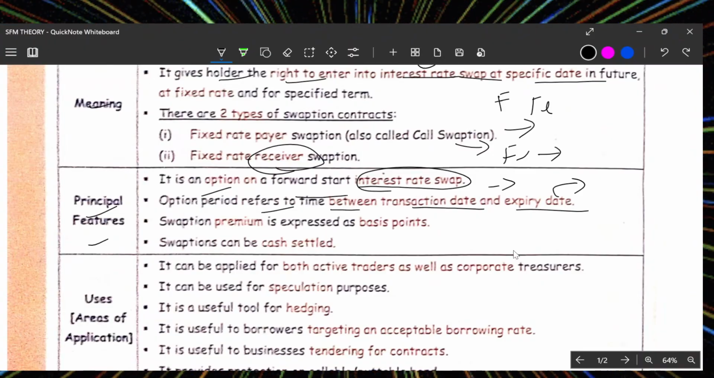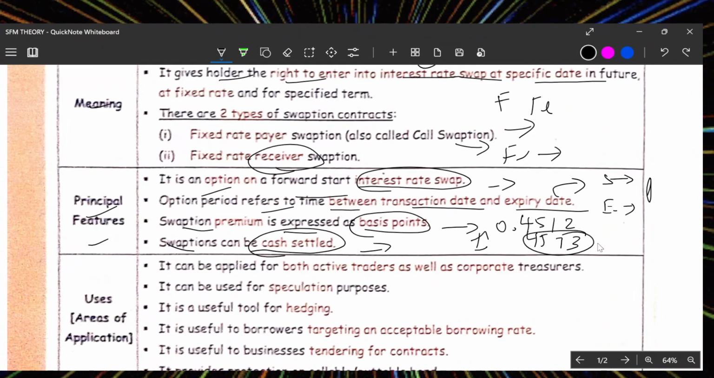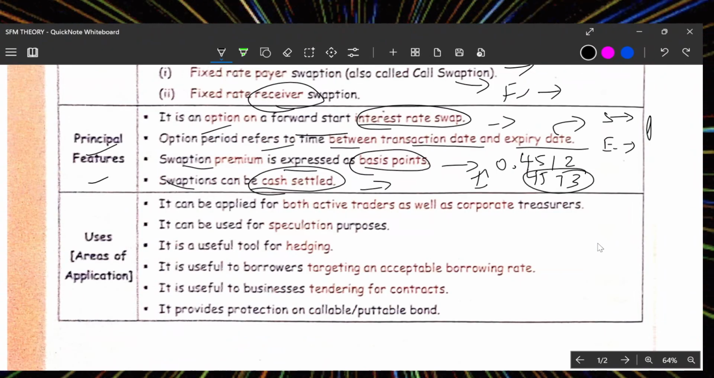So when the contract starts and when the payment ends, from the starting date of deposit to the ending date of deposit, this is the period. The swaption premium is expressed in basis points. What is a basis point? Point zero, then after this, four points, like 4, 5, 1, 2, 4, 5, 7, 3. Swaption is usually cash settled, because whatever the difference is, it's settled in cash. It usually can't be adjusted. So that is a basic difference here.